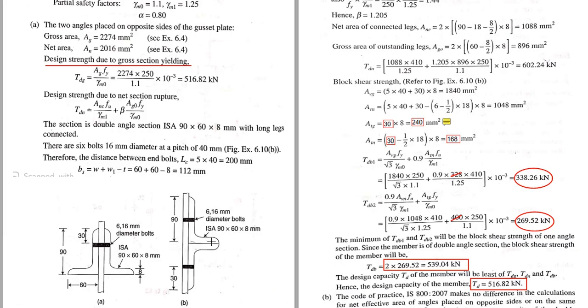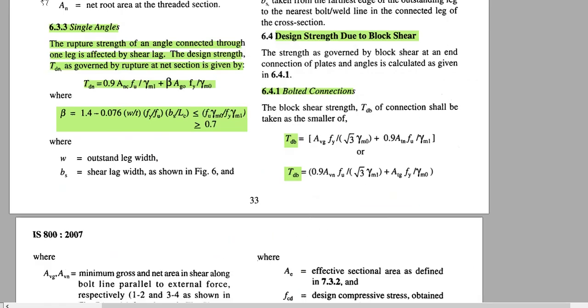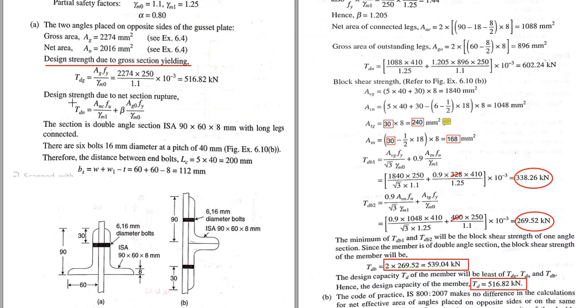So in this figure, this is AG, so 22.74, that means in millimeter square it will be 22.74 millimeter square. Okay, so this will be the answer in kilonewton. So design strength due to net section rupture will be, the formula which I have explained, this one. So here the writer has written this formula.